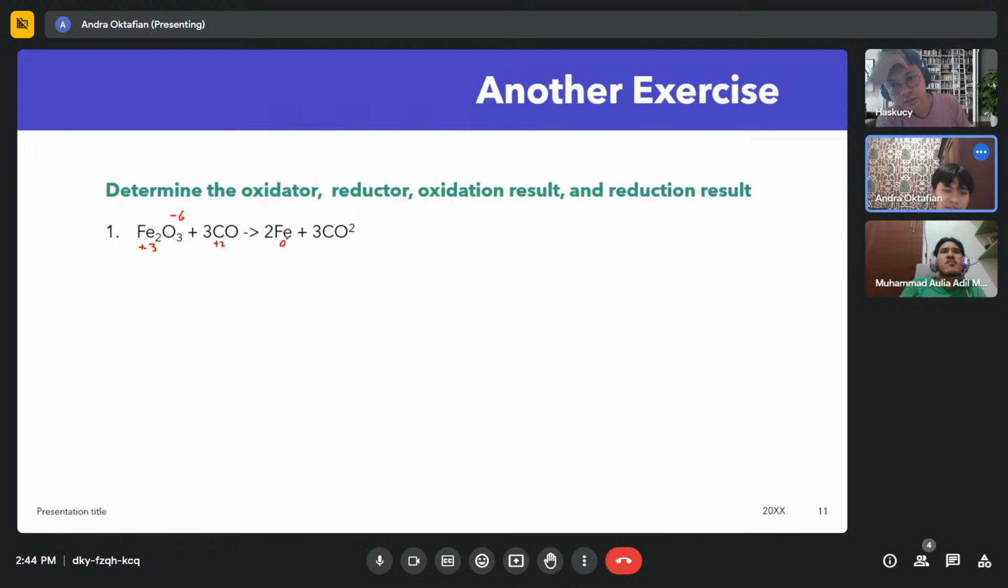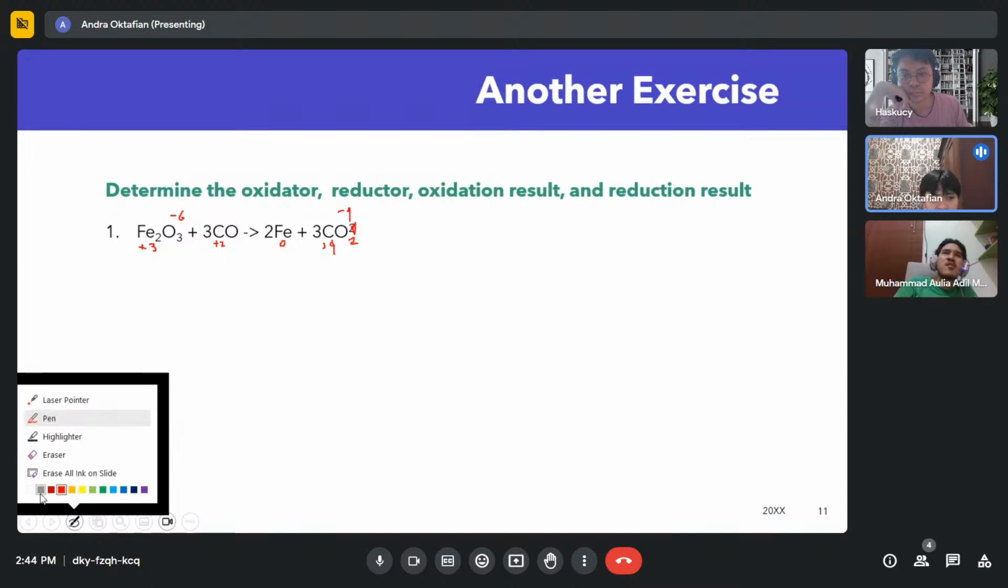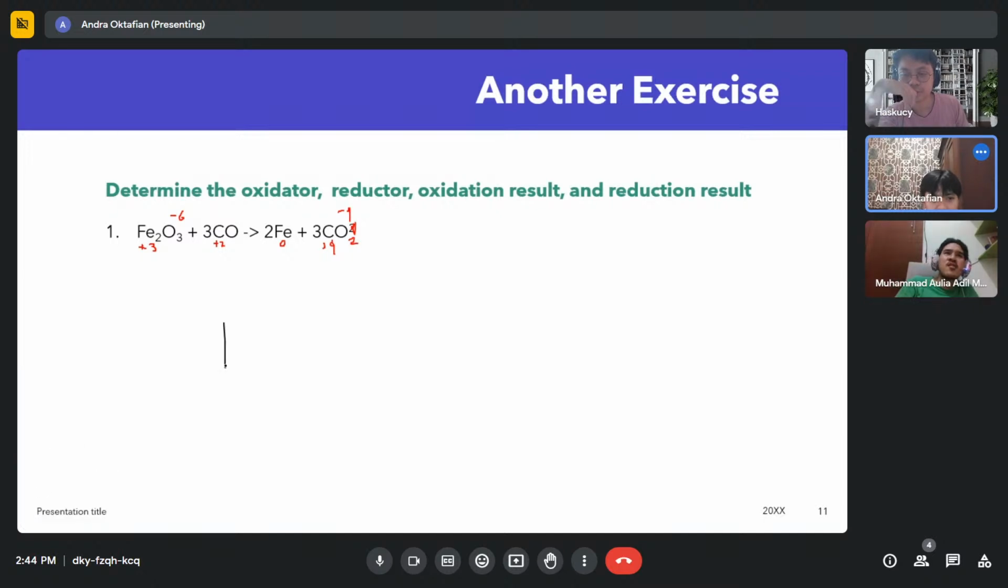The CO is carbon monoxide, and the product is carbon dioxide, so it should be minus 4, plus 4, and then plus 4. Okay, let me rewrite what you already said. So Fe should be the reductor.